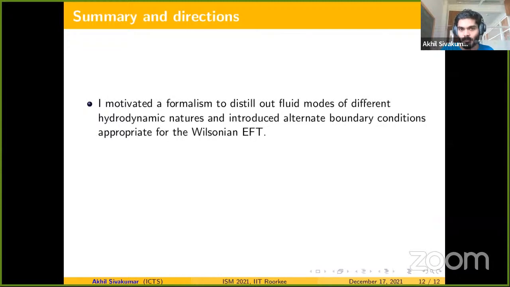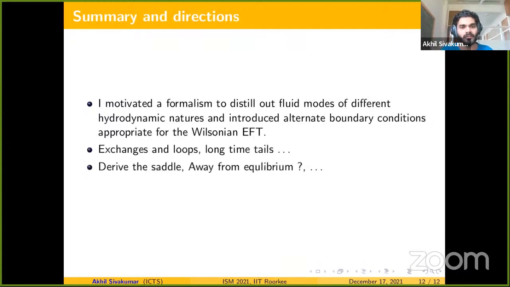I motivated a formalism to distill out fluid modes of different hydrodynamic natures and introduced alternate boundary conditions appropriate for the Wilsonian effective field theory. So these are the future directions. One would like to understand these calculations as you consider bulk exchanges in Witten diagrams and even bulk loops and so on, which is crucial to understand the phenomenon of long-time tails in hydrodynamics, which is the fact that correlation functions don't really decay as you expect. This is part of the sickness I mentioned in the motivation.